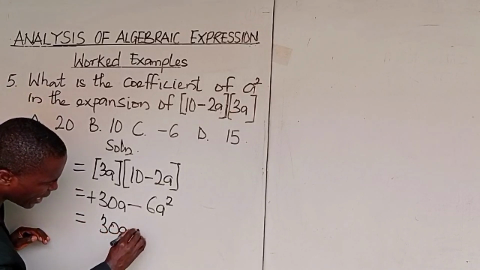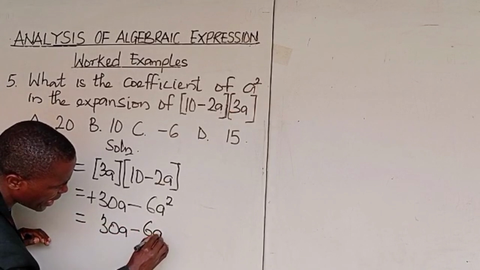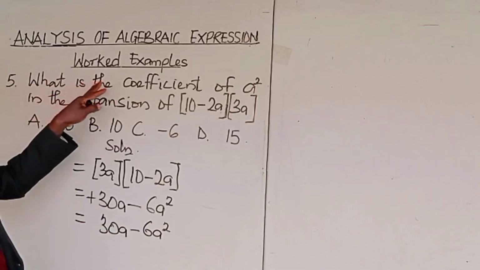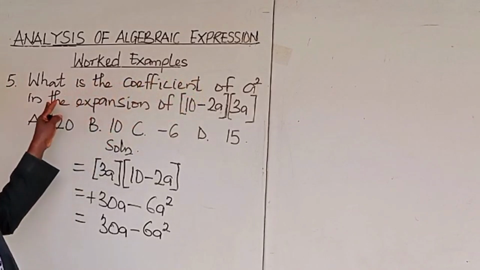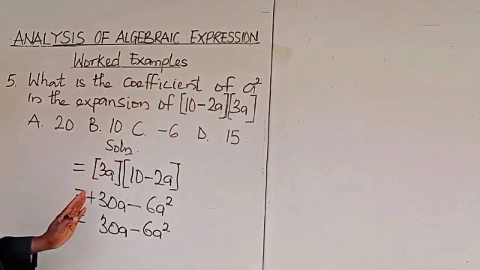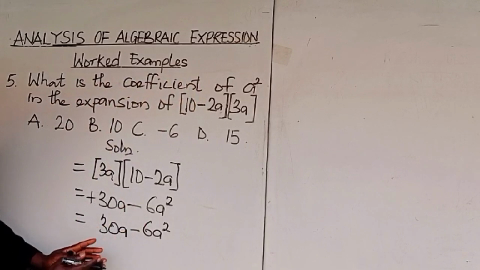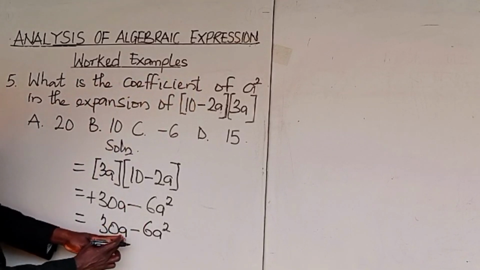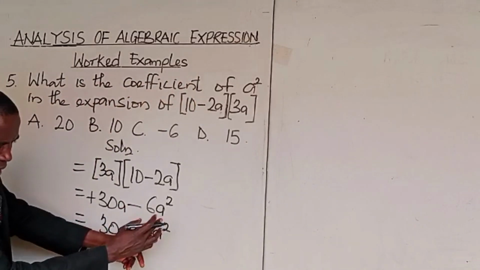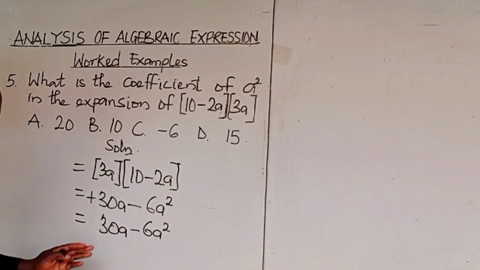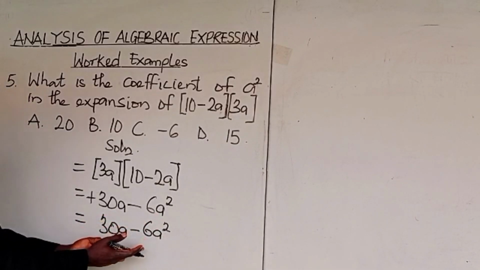So we are now going to say 30a minus 6a squared. The question they ask us is, what is the coefficient of a squared in the expansion of this? We are through with the expansion and we cannot go beyond this point, because this one is a and this one is a squared, so they are not birds of the same feather, so they can't do anything in common. We are going to stop here.